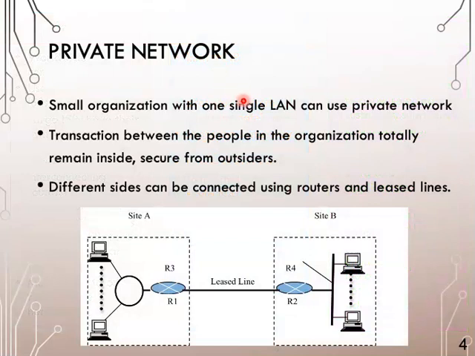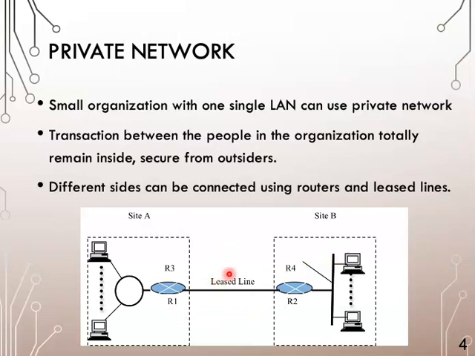For any organization that needs privacy when routing information inside the organization, they can use a private network. In a private network, transactions between the people in the organization totally remain within the network, which is secure from outsiders. If you look at this example, different sites, site A and site B, can be connected using routers and also leased lines.